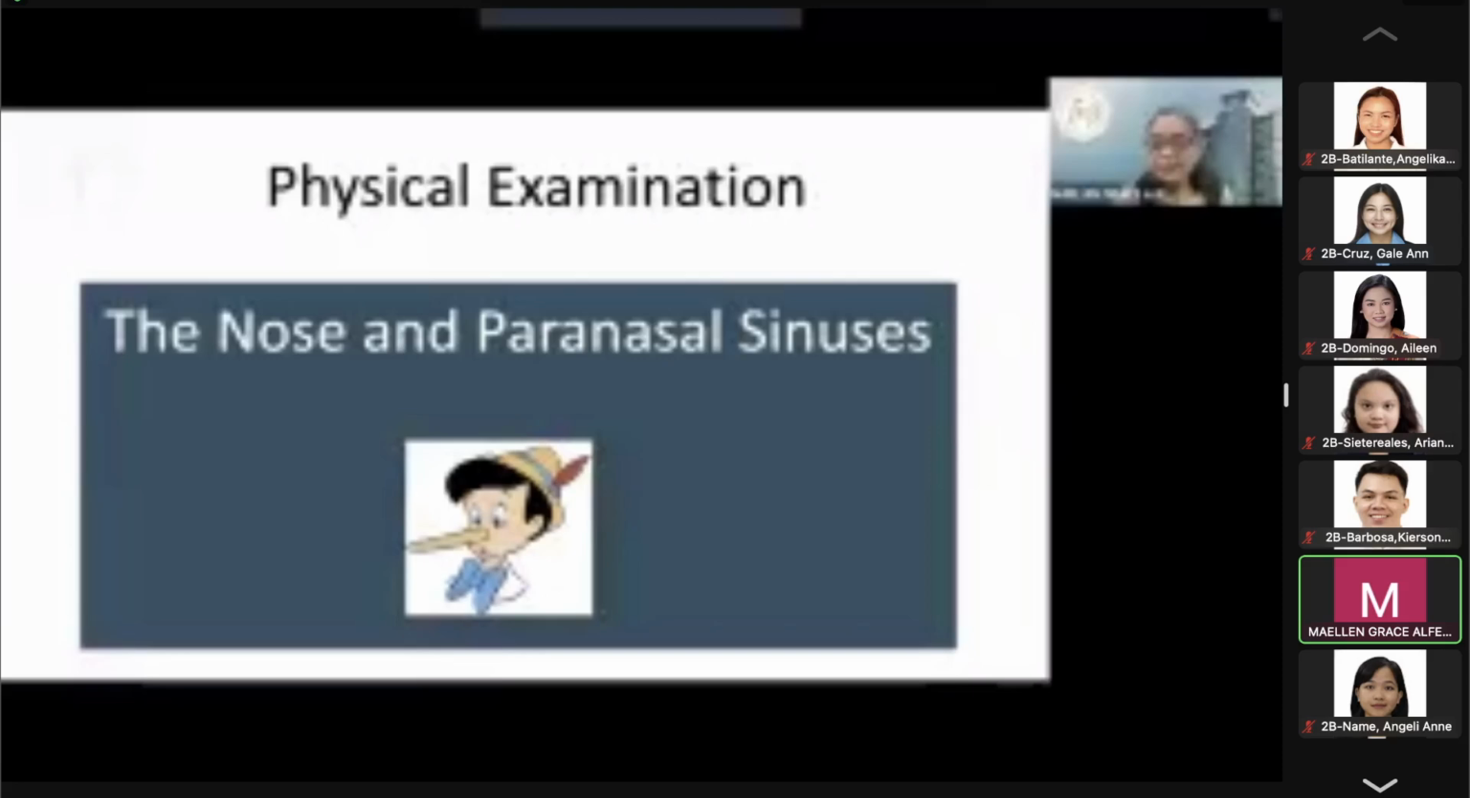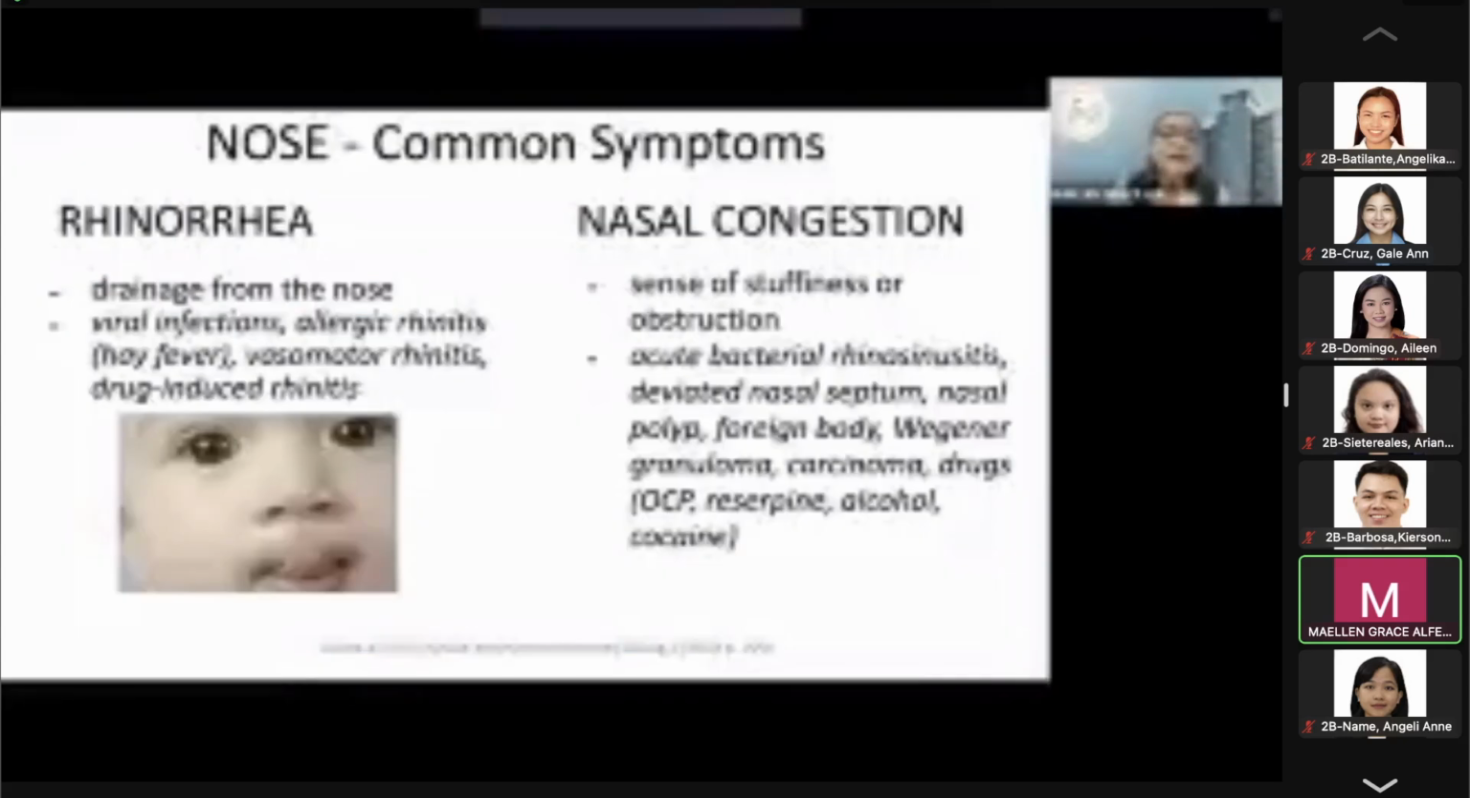So we go now to the second part of the lecture, which is the examination of the nose and the paranasal sinuses. The common symptoms in the nose will be these. Firstly is rhinorrhea. This means any drainage from the nose. It can be watery, but sometimes it can be purulent and it can also be whitish.